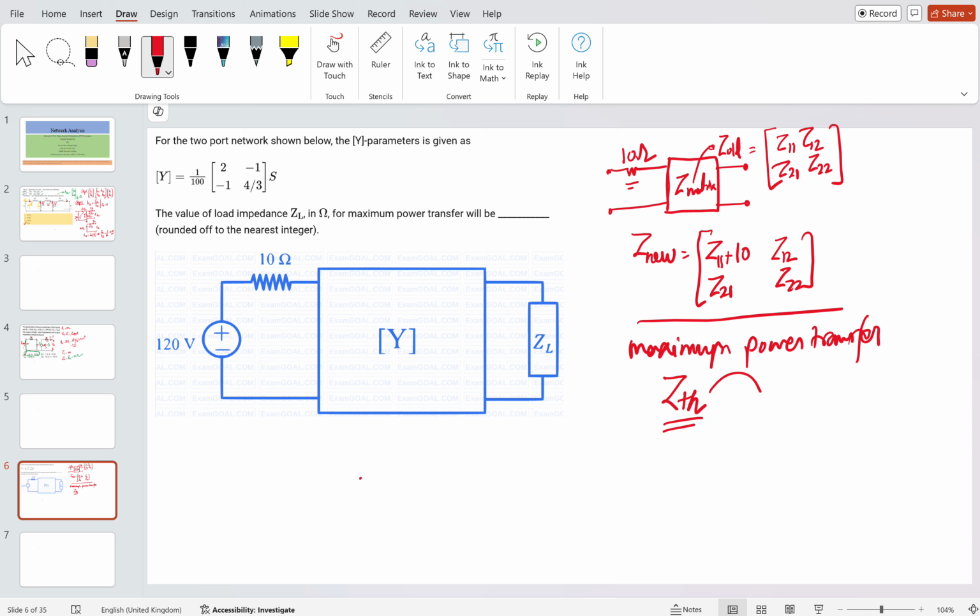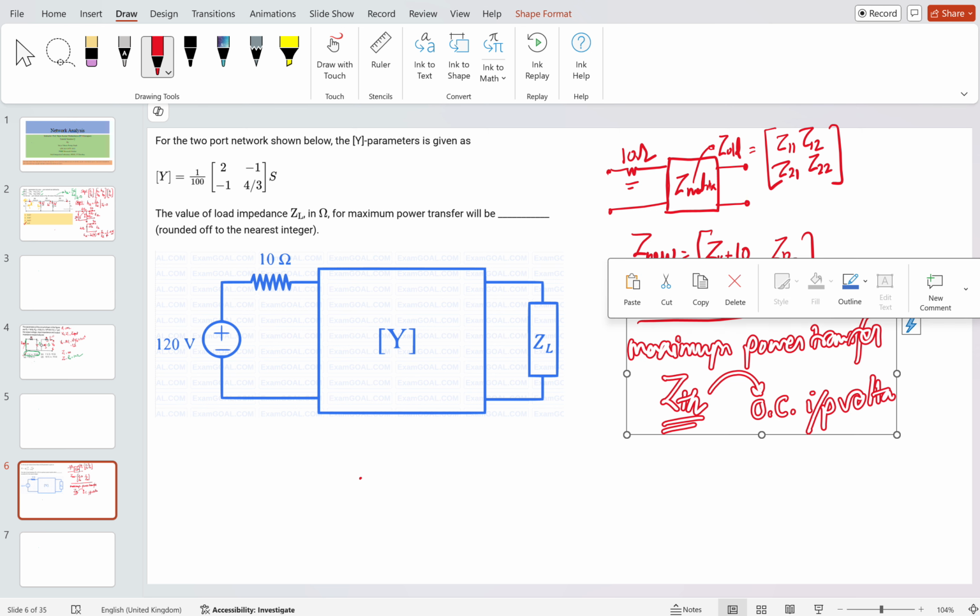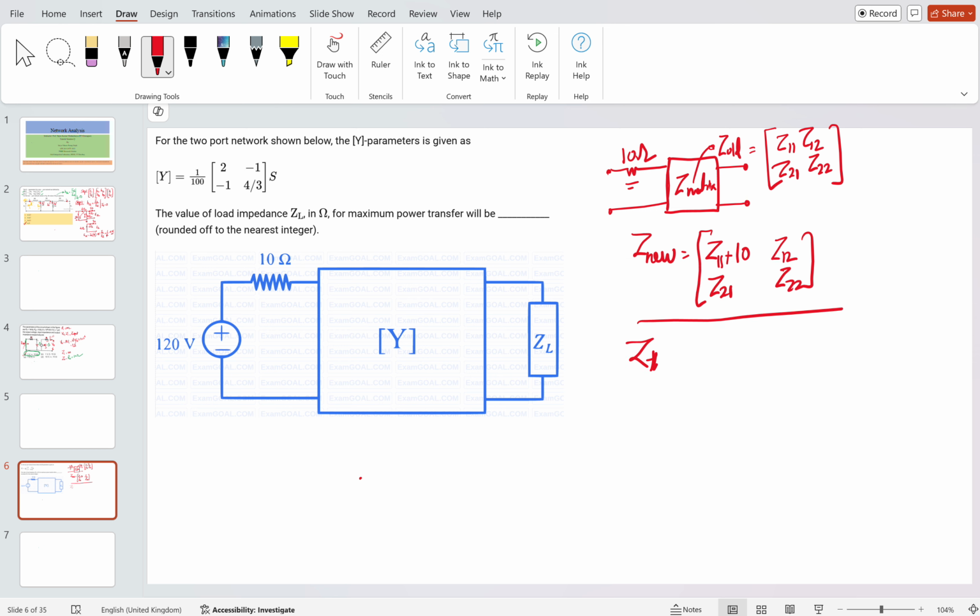For finding the ZTH, you can just say that short circuit all the voltage sources and open circuit the current sources if there are any. So there are two hints.